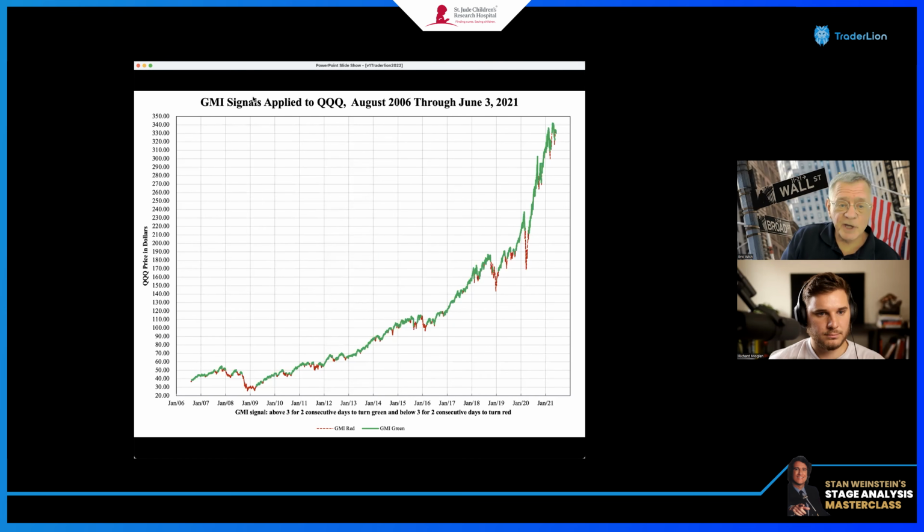Okay. This is the GMI signals applied to QQQ from 2006 to June 2021. Basically, this is when it was red. So you can see during most of the 2008 drop, it was always red. Look at 2016, 2019. Look at the COVID drop, red. I got out of the market. All right, that's then. Now, when is it red or green? It's down here at the bottom. If the GMI is above 3 for 2 consecutive days, it turns green. If it's below 3 for 2 consecutive days, it turns red and stays red until it turns green.